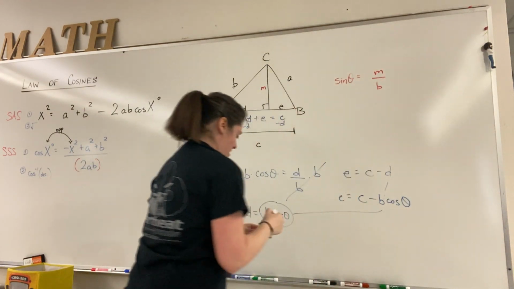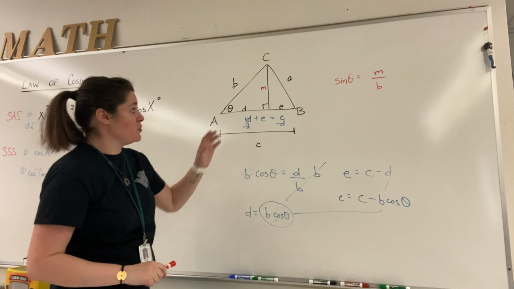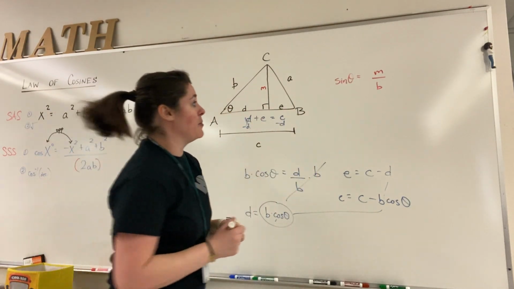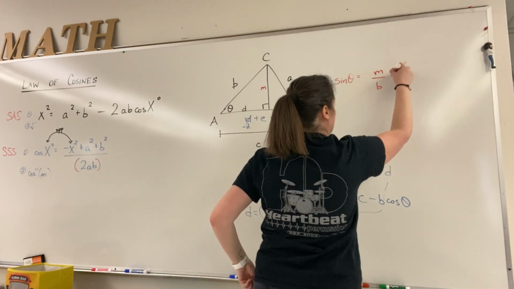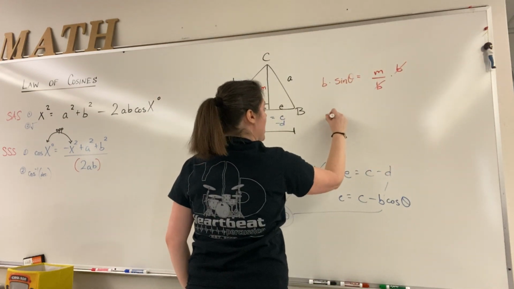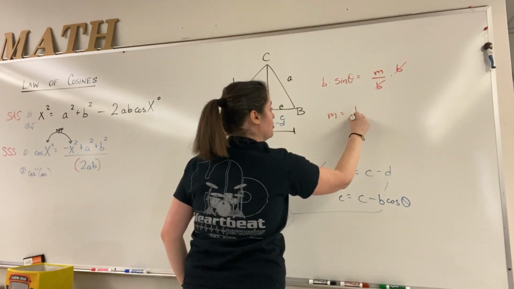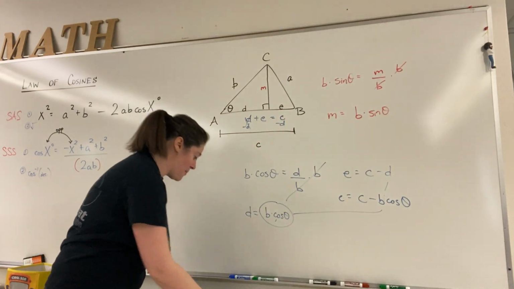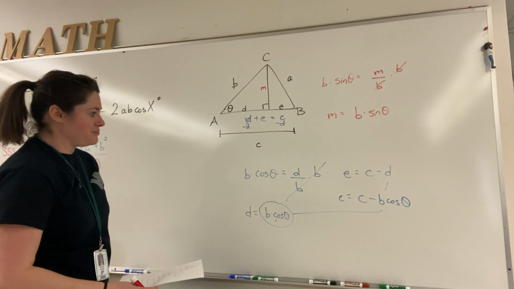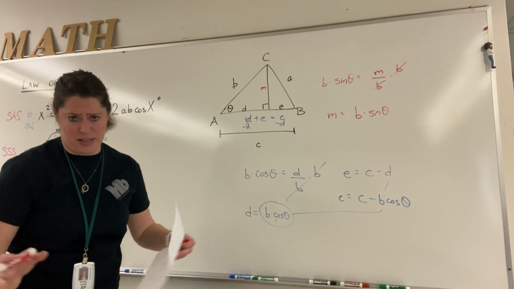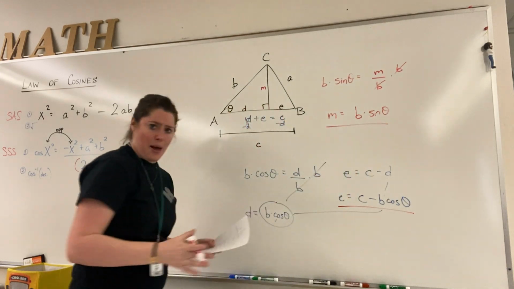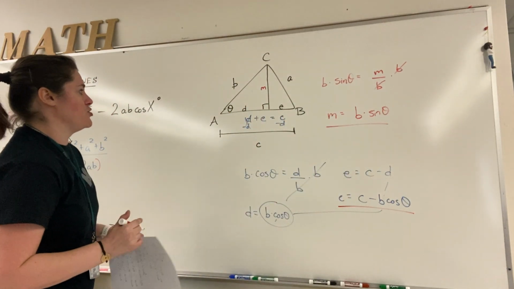M over B. And kind of like before, I'm going to solve for that top variable. I'm going to solve for M by multiplying by B on both sides here. So M, anytime I see that, could be replaced with B times the sine of theta. Okay, so where are we heading with all this? We have an expression for E, we have an expression for M. Well, what are we doing here?